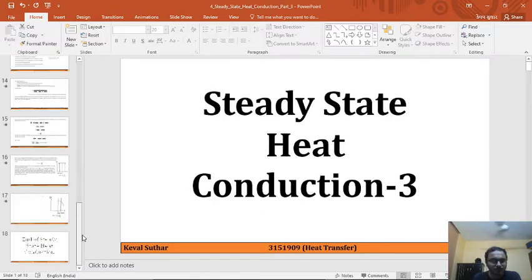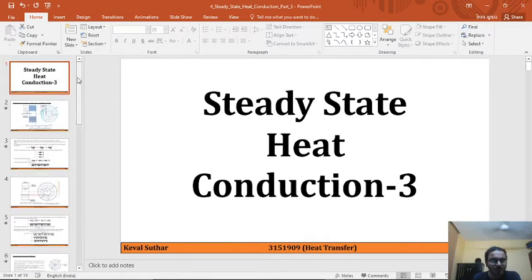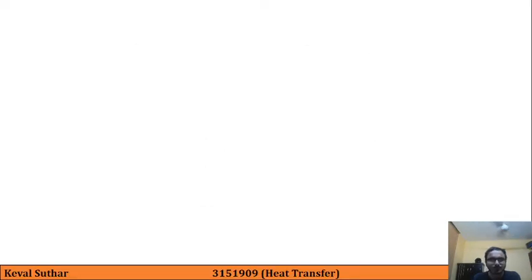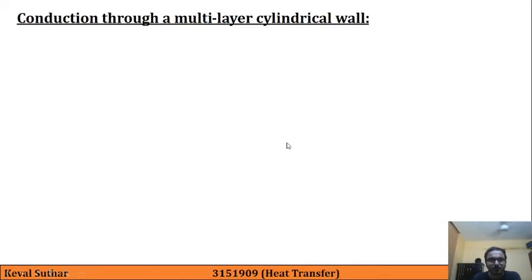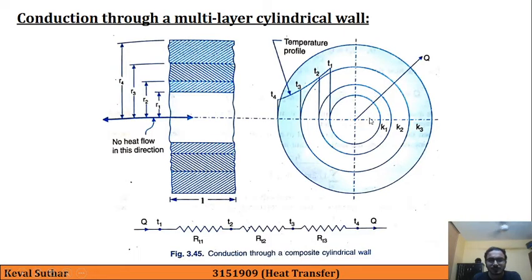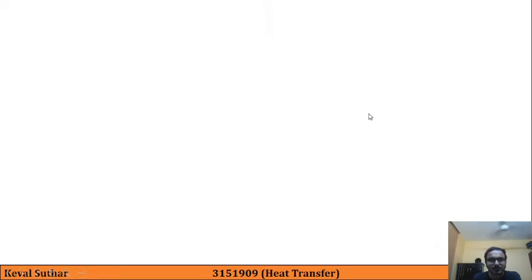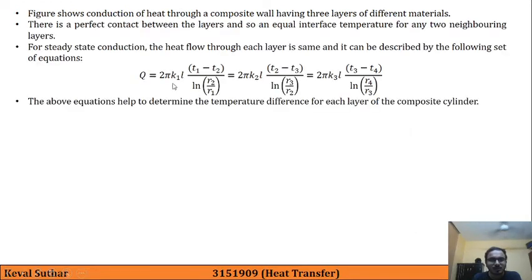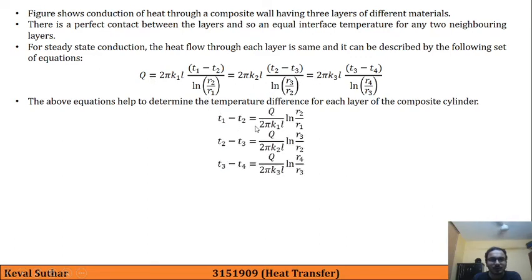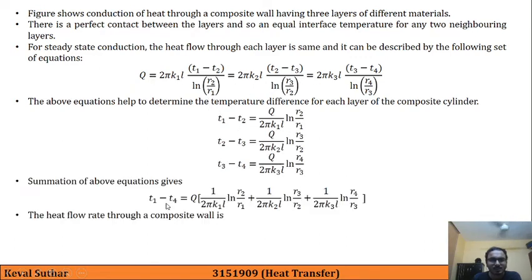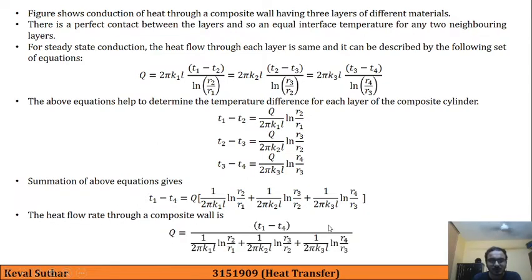First of all, we will do a quick revision of what we have done in our previous lecture. In our previous lecture we started with conduction through a multi-layer cylindrical wall. In this case we wrote down the formula for Q, and then we obtained the overall temperature difference, and from that we can obtain the heat flow rate through a composite wall, which is given by this formula.